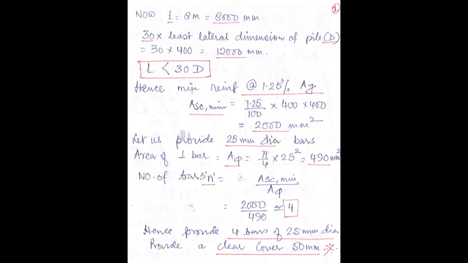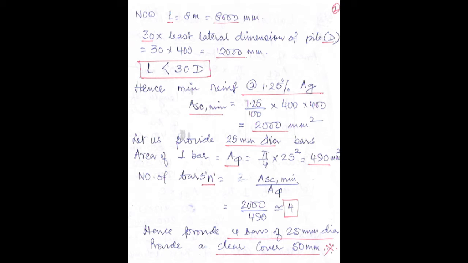So area of one bar A phi is equal to pi by 4 into 25 square. That comes out to be 490 millimeter square. So how many bars will be needed? Number of bars is equal to ASC minimum, that means the total reinforcement divided by the area of each bar. So 2000 divided by 490.